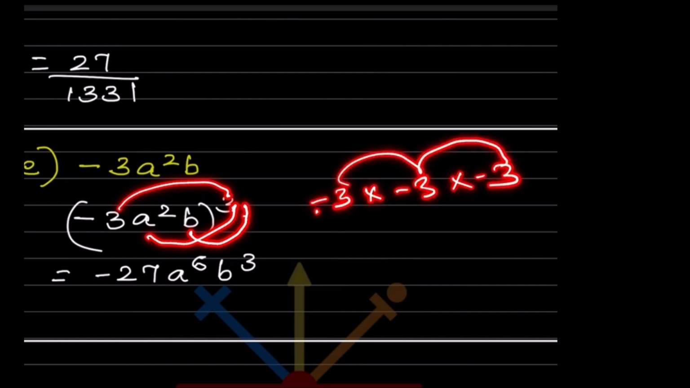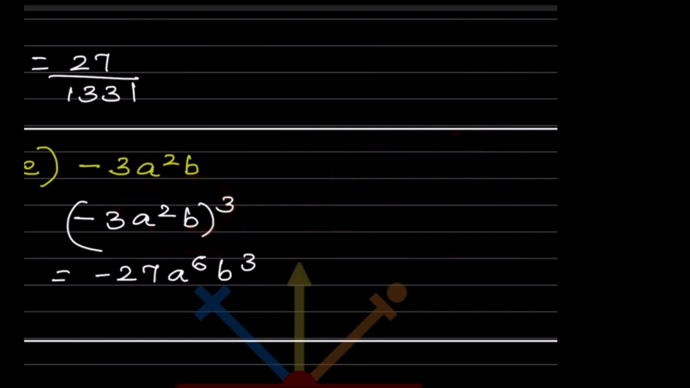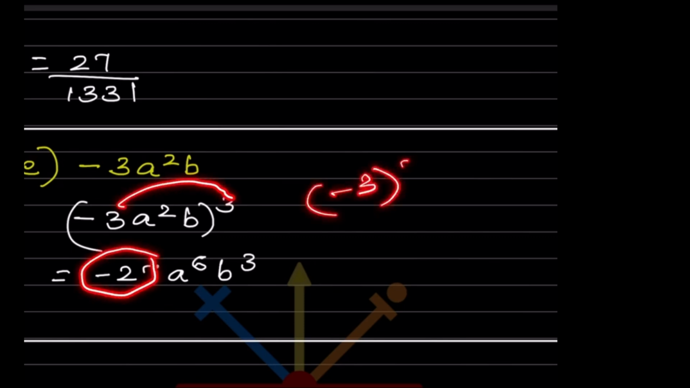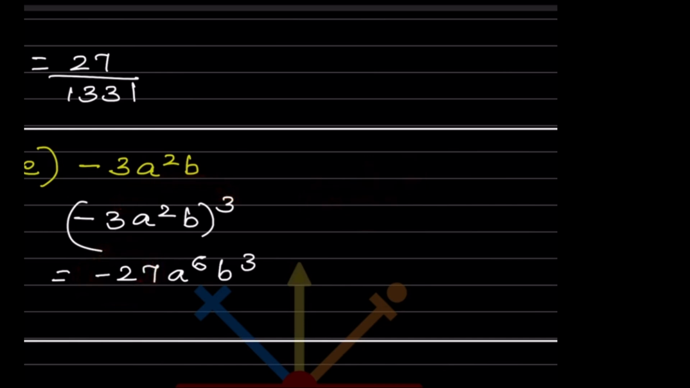But now see here, whenever there are an odd number of signs, so these are 3 signs, it is going to be negative. If it was 4 times minus, it could have been positive. An even number of signs means it is going to be positive. That you have to remember. So this will be minus 27. Minus 3 cube, that is going to be minus 27.